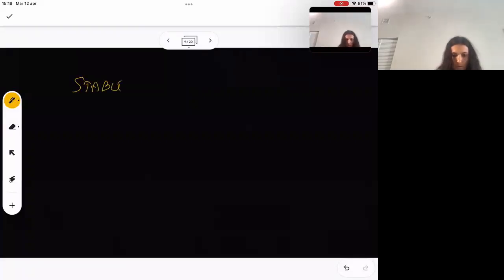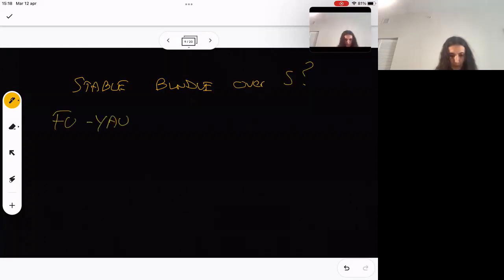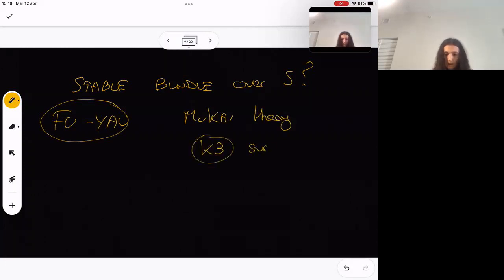Why? Because one of the ingredients to apply the main theorem that I presented before is to have the stable bundle over S. In the case of Fu-Yau, essentially the Mukai theory for K3 surface, the usual K3 surface, gives a condition for which you have the stability of holomorphic bundle with C2 that you need, let's say, big enough. For our case, that seems to be more complicated.